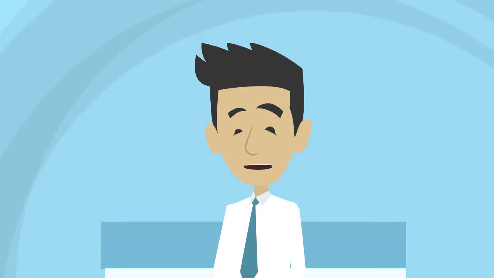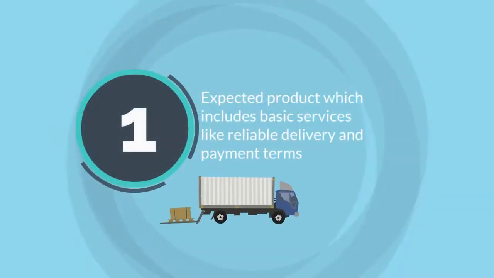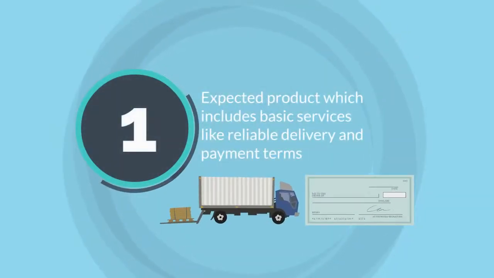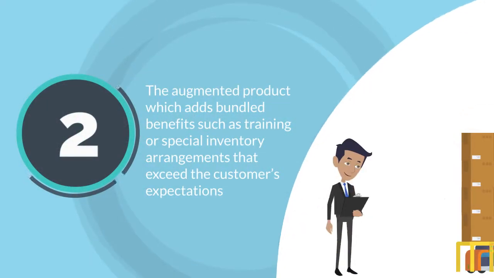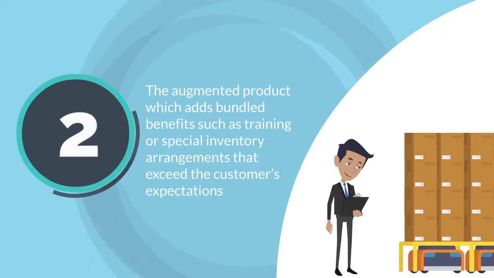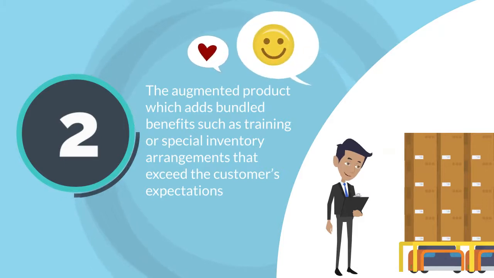To provide value, you have to find out what the customer really needs and expects. Core products are the substance of a transaction, but there are 3 other value levels to any product that you have to know about. The first level is the expected product, which includes basic services like reliable delivery and payment terms. The next level is the augmented product, which adds bundled benefits such as training or special inventory arrangements that exceed the customer's expectations. Over time, augmented products become expected.